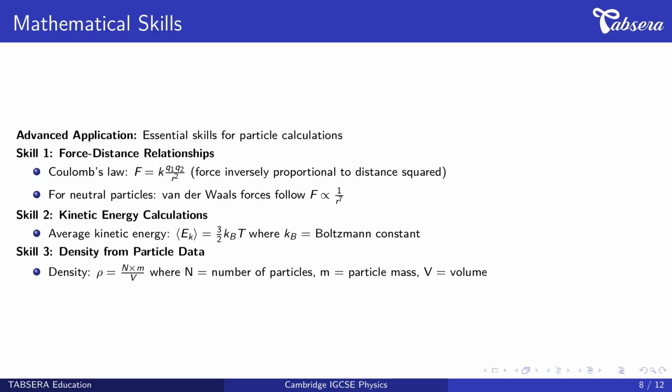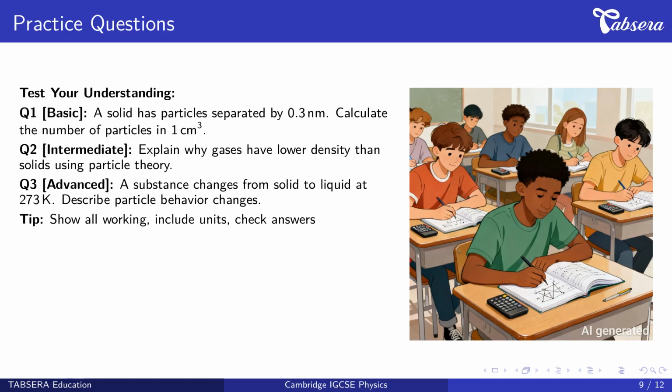Second, kinetic energy calculations. The average kinetic energy of particles equals 3/2 times Kb times T, where Kb is the Boltzmann constant, 1.38 times 10 to the minus 23 joules per Kelvin, and T is absolute temperature. Third, density from particle data. Density equals n times m divided by V, where n is the number of particles, m is particle mass, and V is volume. Now practice what you've learned with these three questions.